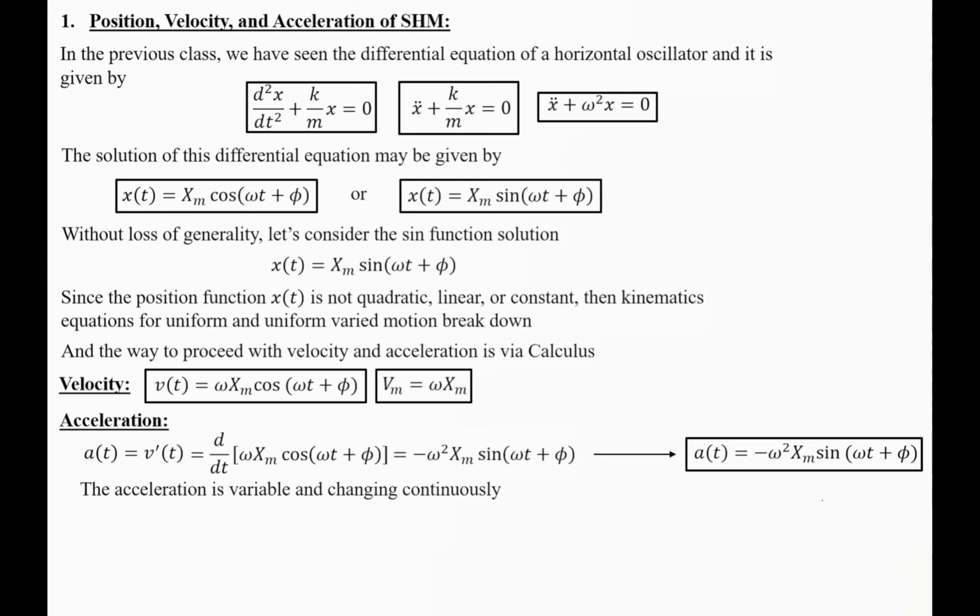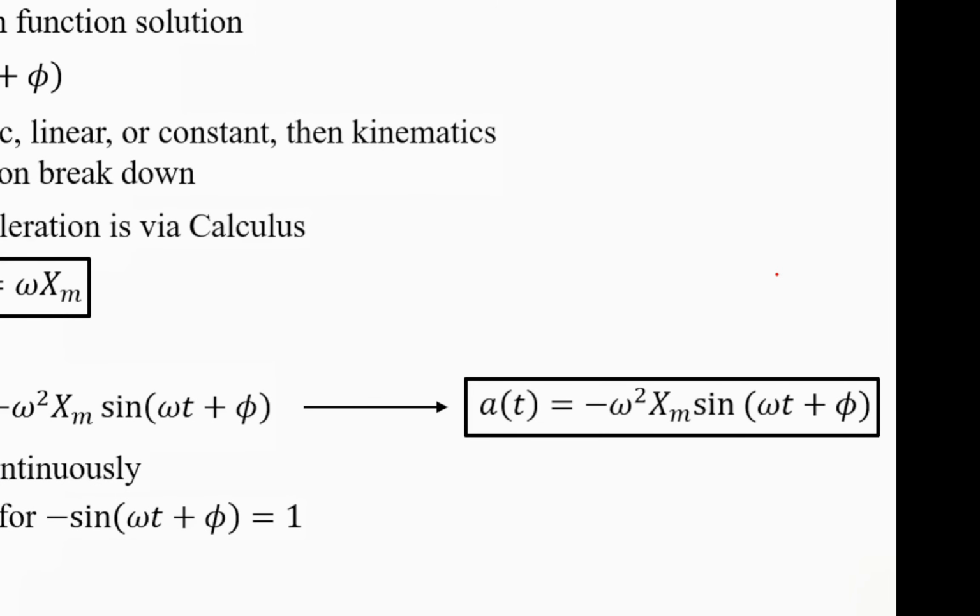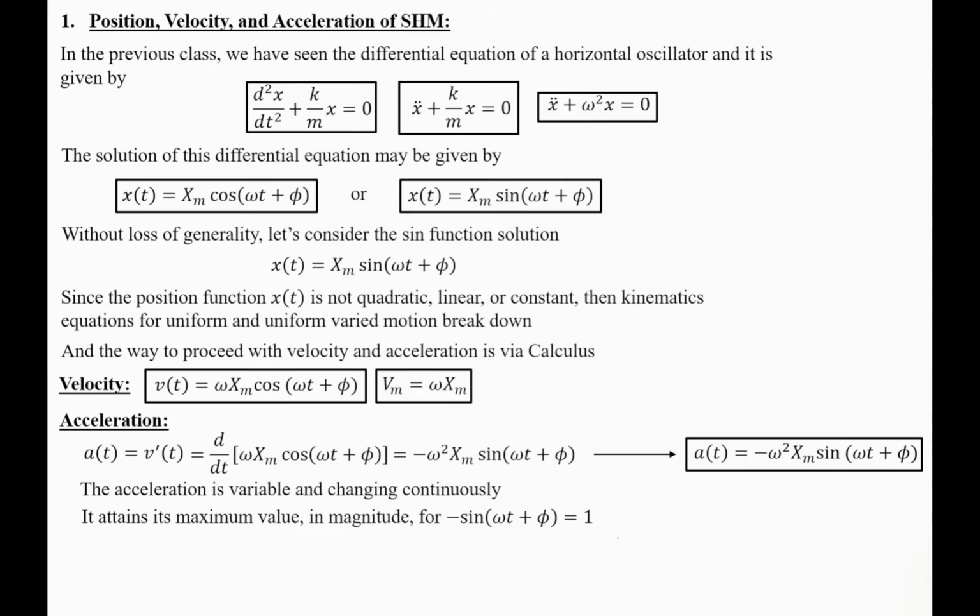Now also we're interested in the maximum value of the acceleration in magnitude. We know that sine(omega t plus phi) is bounded between 1 and minus 1, and in this case we will choose minus 1 to cancel with this minus sign in order to have the magnitude. Then the maximum magnitude of the acceleration experienced by the block performing simple harmonic motion for a horizontal oscillator system is given by omega square x_m.